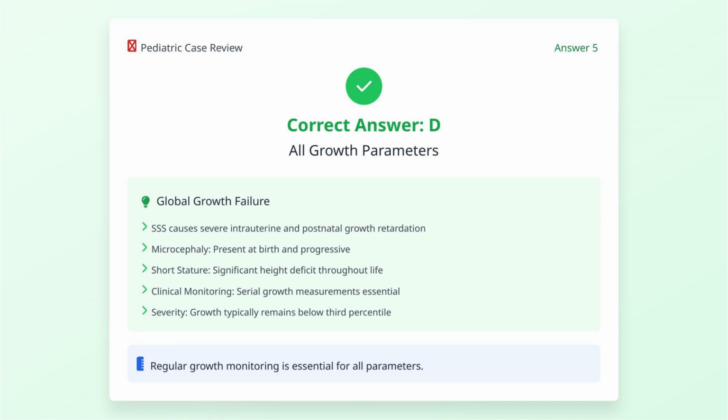The correct answer is D, all growth parameters are affected. Sanjad-Sakati syndrome causes severe intrauterine and postnatal growth retardation affecting weight, height, and head circumference. Microcephaly is present at birth and progresses. Growth typically remains below the 3rd percentile throughout life. Regular growth monitoring is essential.